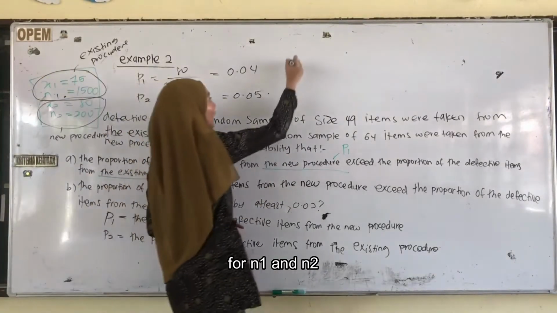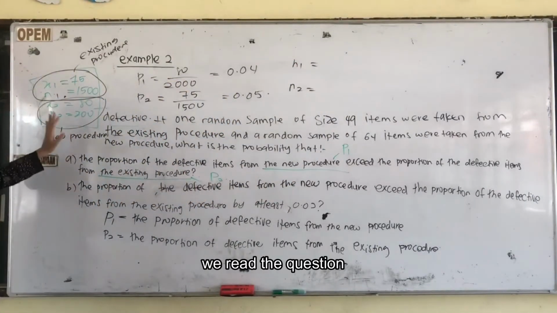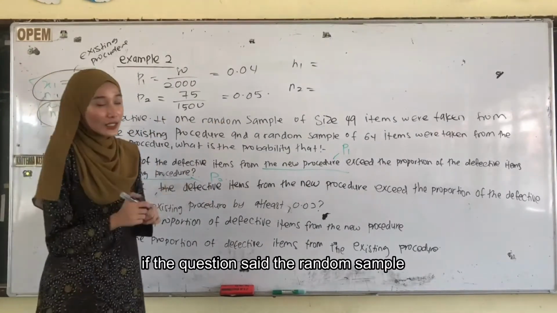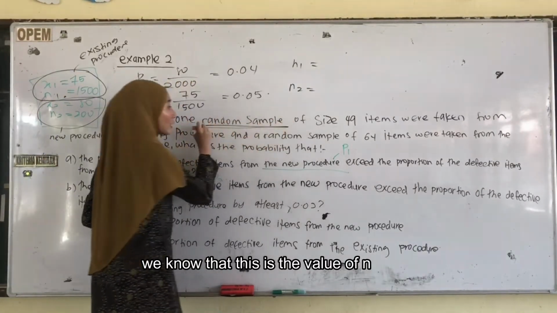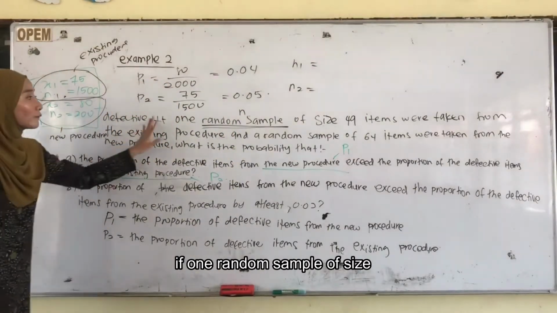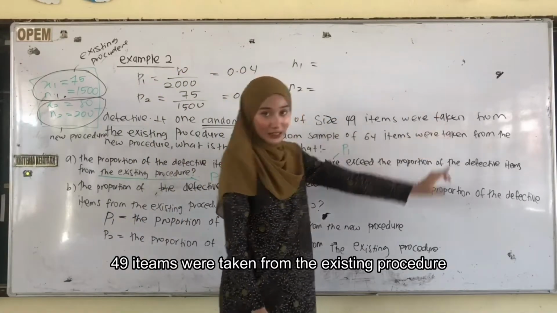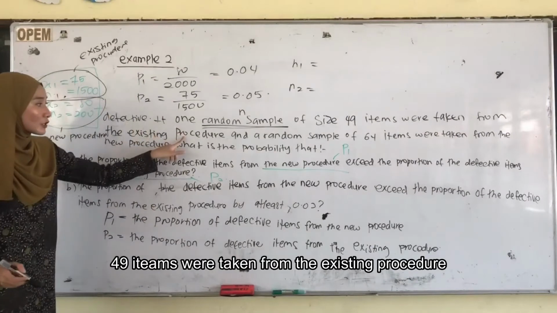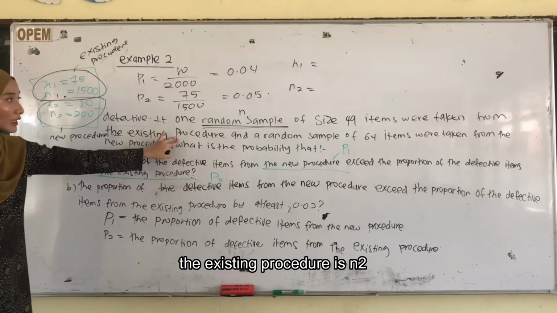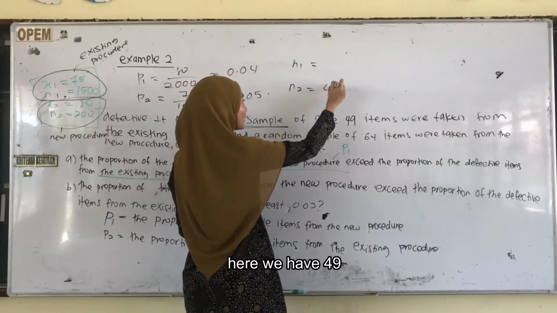Okay, for N1 and N2, we read the question. If the question said the random sample, we know that this is the value for N. So if one random sample of size 49 items were taken from existing procedure, so 49 is the existing procedure. Existing procedure is N2. So we have here 49.